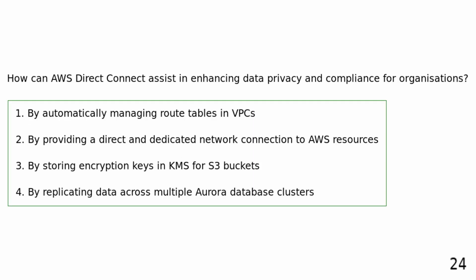How can AWS Direct Connect assist in enhancing data privacy and compliance for organizations? By automatically managing route tables in VPCs. By providing a direct and dedicated network connection to AWS resources. By storing encryption keys in key management service for S3 buckets. By replicating data across multiple Aurora database clusters.